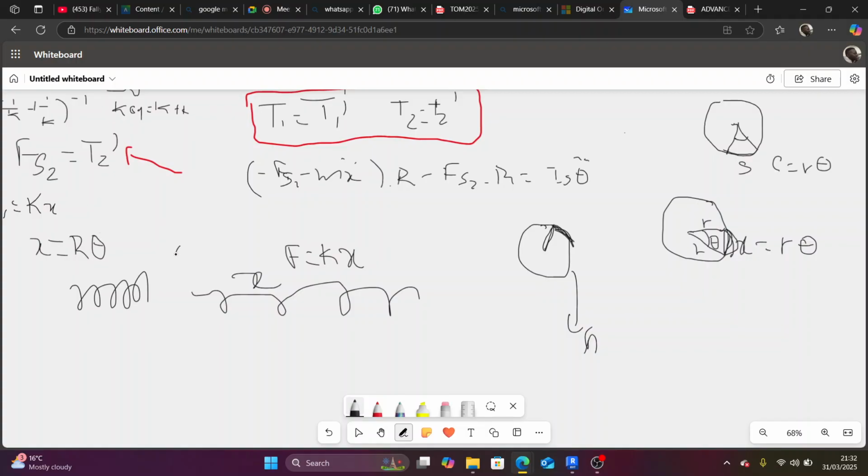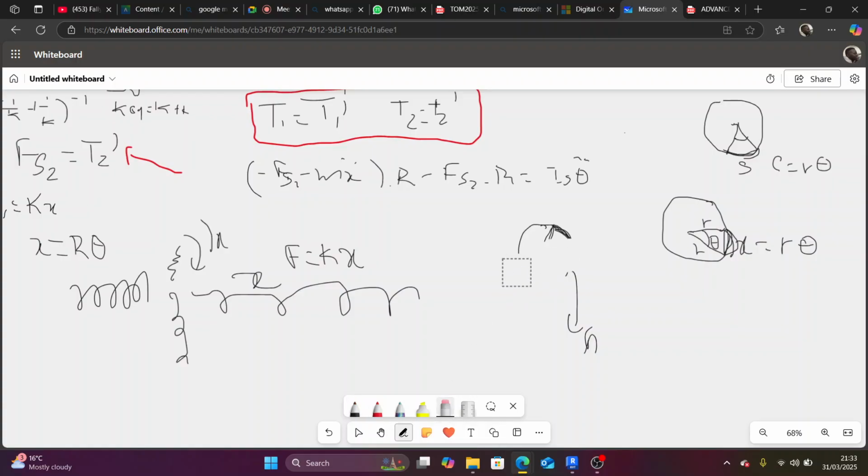Remember, the spring is like this. Only when you move the system will you see your spring stretching, as it stretches through a certain distance x. But because here we have an angular motion, it can only move as a circle. We call it arc length in mathematics. It can only create an arc length, and that arc length is r theta. Are you with me, guys?